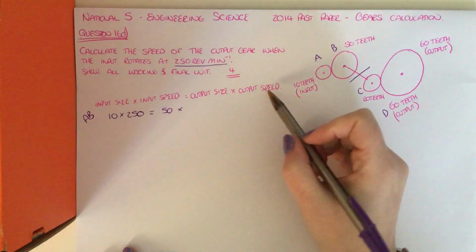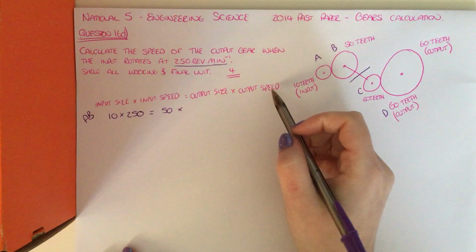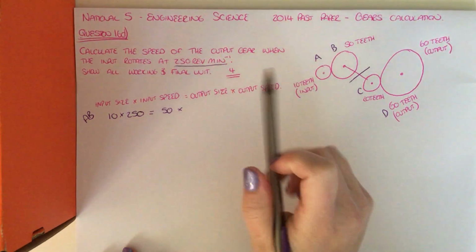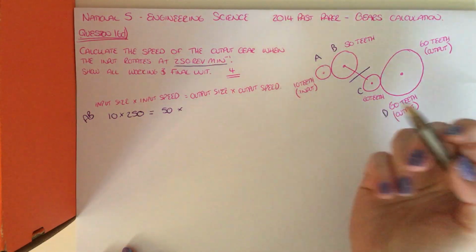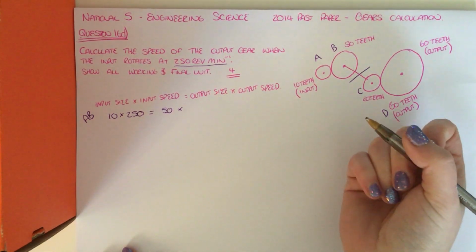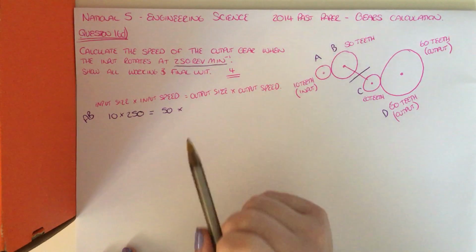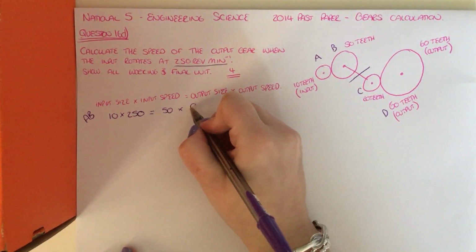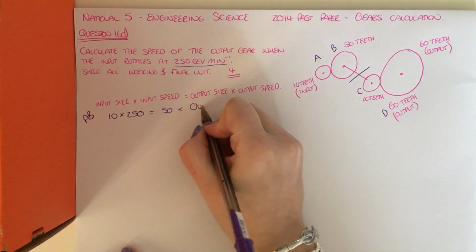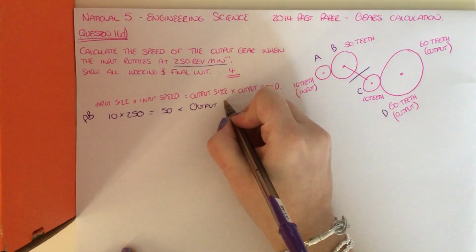which equals the output size, which is 50, multiplied by the output speed. Now, the output speed is the one that we don't know in this instance. It's not in the question, it's not drawn down, we're trying to calculate it. So that is going to be your unknown. If you want to call it X, you can call it X. You might get confused with the multiplication. If you want to call it output speed, you can call it output speed. I'm just going to call it output speed to make it easier for you to follow this video.